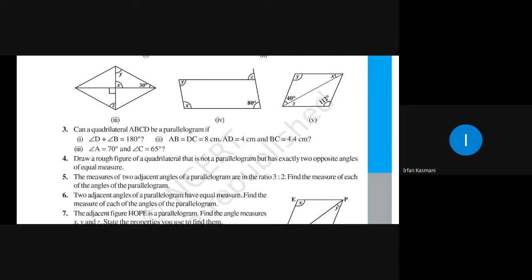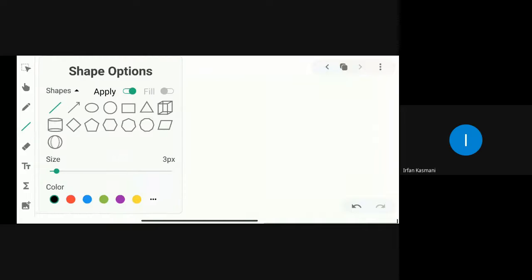These three different conditions are given here. On the basis of these conditions, we have to prove whether quadrilateral ABCD is a parallelogram or not. Right? So we are using all these conditions. You can see here, we are drawing one parallelogram first.